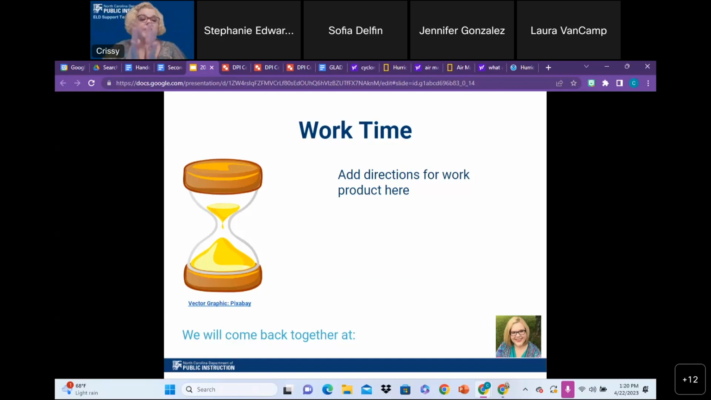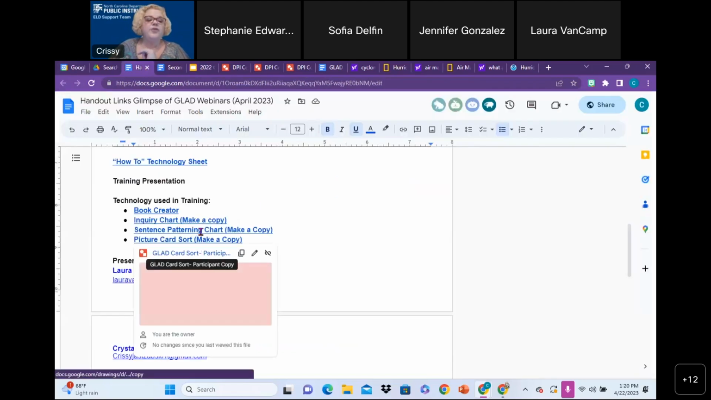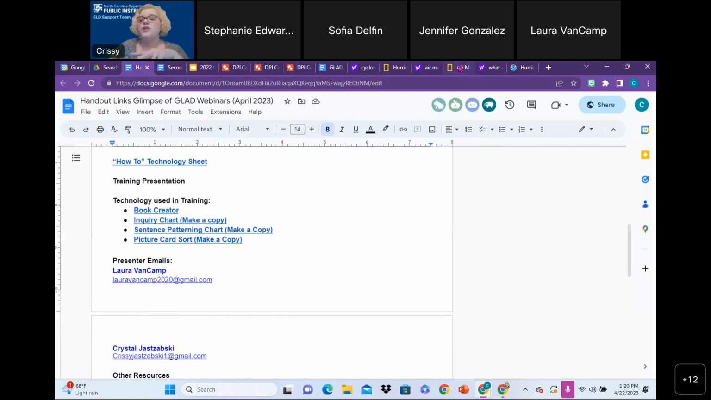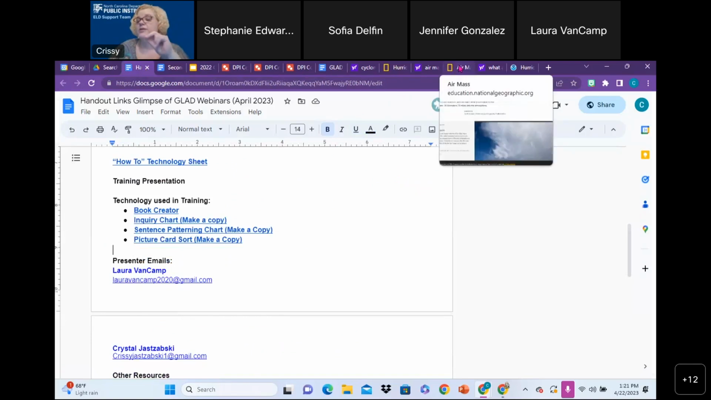So maybe you work on a chant, or you work on gathering some more of those picture file cards that you can use in a sort. You also have the template for the sort. So if you click and make a copy of the template on your links handout, you can just add pictures for your picture card sort there. A digital one. So that's what we want you to be working on for this next work time.